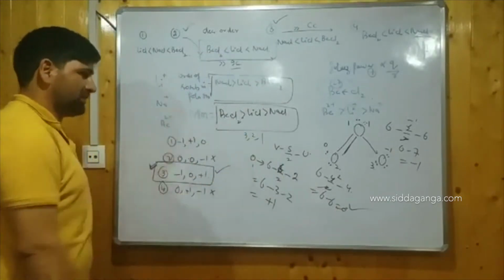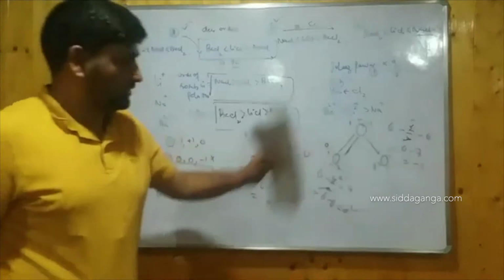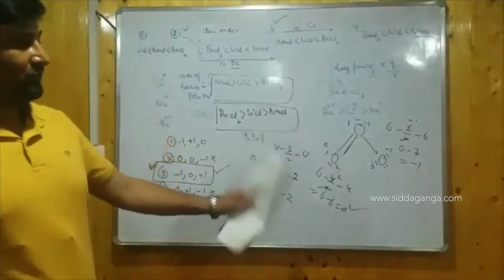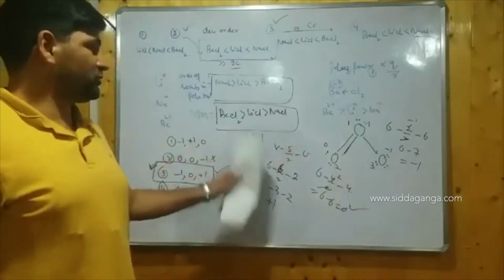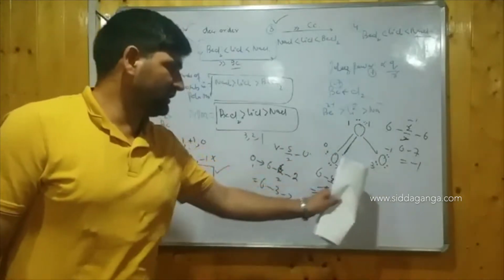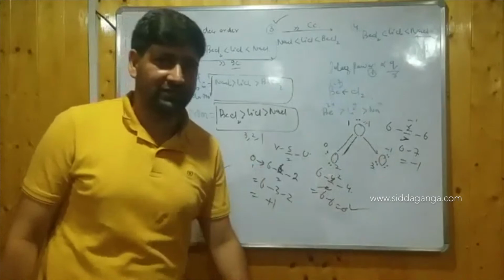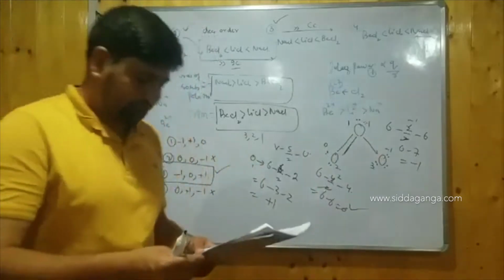So option 3 will be the correct answer: minus 1, 0 and plus 1 respectively on the ozone molecule. So the question is, find out the formal charges on the oxygens in ozone labeled as 3, 2, 1. I already mentioned labeled 3, labeled 2, labeled 1 respectively. Clear, children? Alright. Next question.